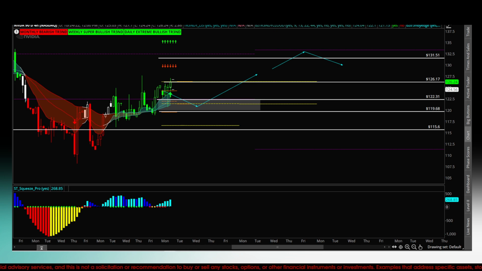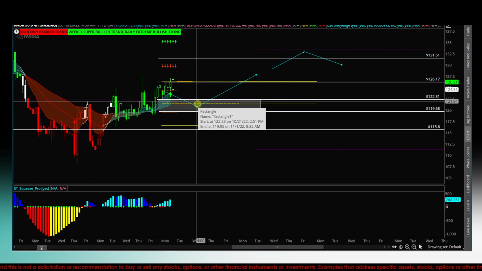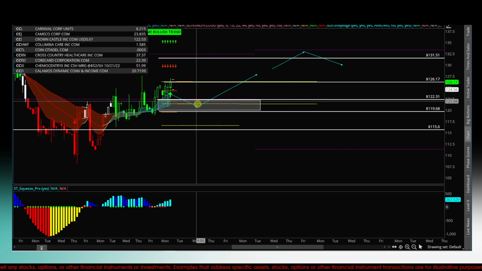And CCL, let's go ahead and take a look at it really quick. And by the way, Nvidia looks like it's barely just getting started. I almost want to buy the 131 to 135s for this week, but I think they report soon. So, all right. CCL.